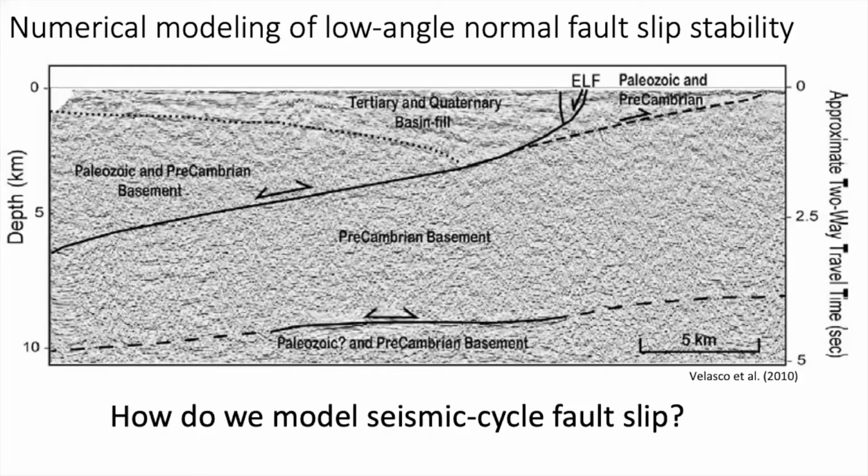As I mentioned, we want to use numerical models to look at the mechanical conditions that control whether low-angle normal faults slip seismically or creep aseismically. Here we have some seismic reflection data showing a well-imaged low-angle normal fault from the Basin and Range from Velasco et al. 2010. But how do we translate this image of a low-angle normal fault into a mechanical numerical model of seismic cycle slip behavior?